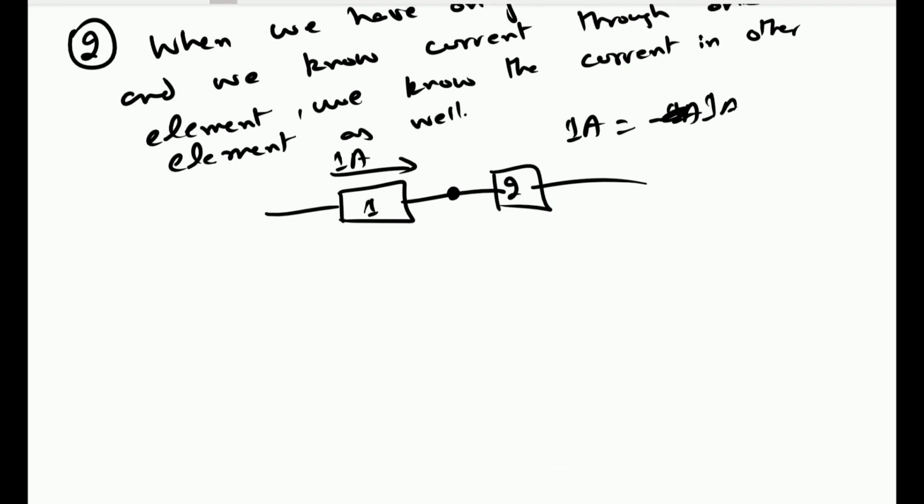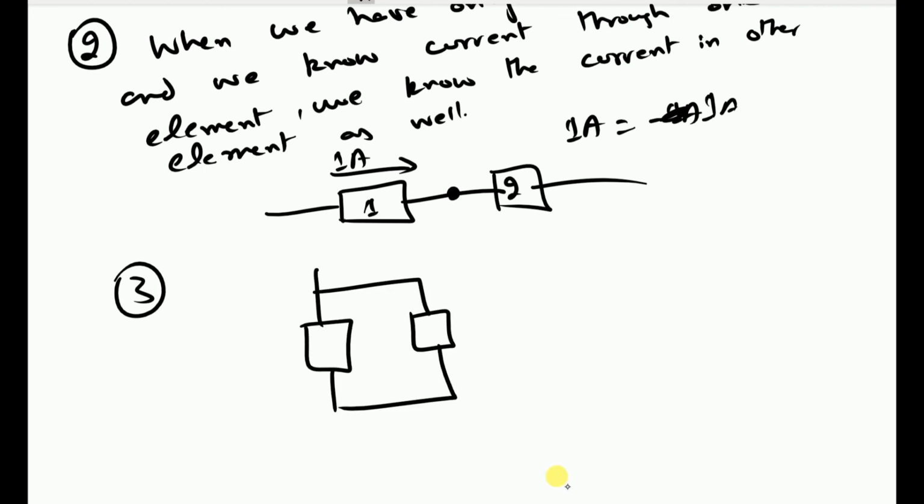And the third thing here is from the Kirchhoff's voltage law, that if there are two elements connected in parallel and we know the voltage across one element, then the voltage across the other element is also known. So these are some of the observations of these basic laws.